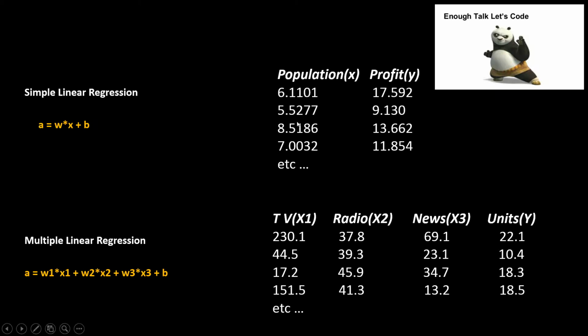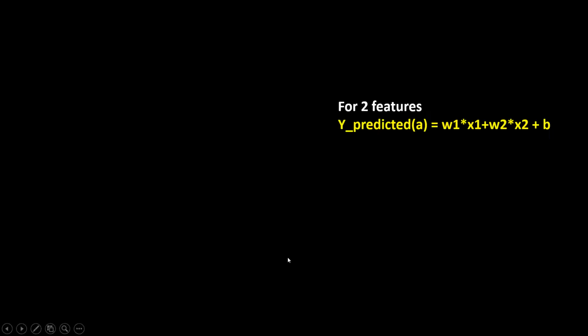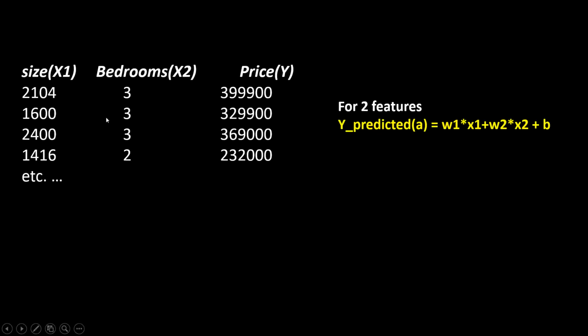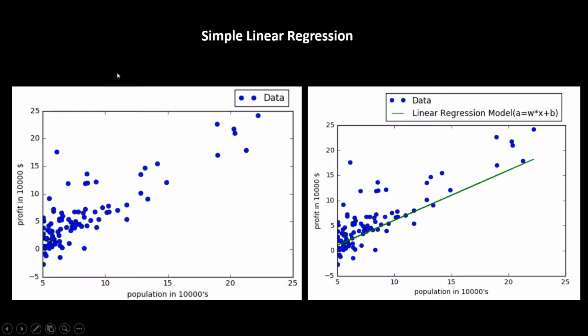So first we'll be given the population. We have to predict the profit of a food truck, and we'll not do this example. Instead, we'll do this example. Given the size and number of bedrooms, we have to predict the price of a house. So now the output model here will be W1 into X1 plus W2 into X2 plus B, because there are only two features. Okay, so for simple linear regression, let's do this. Given this data set, we have to somehow learn this kind of model.